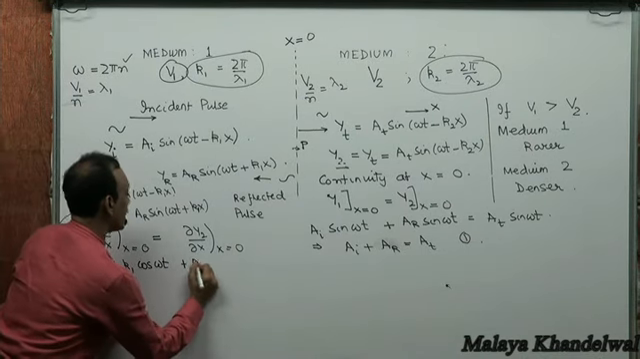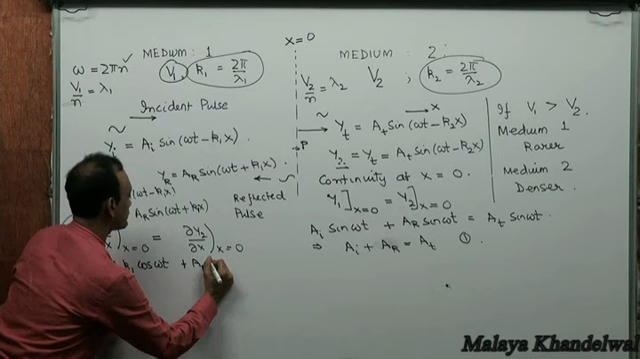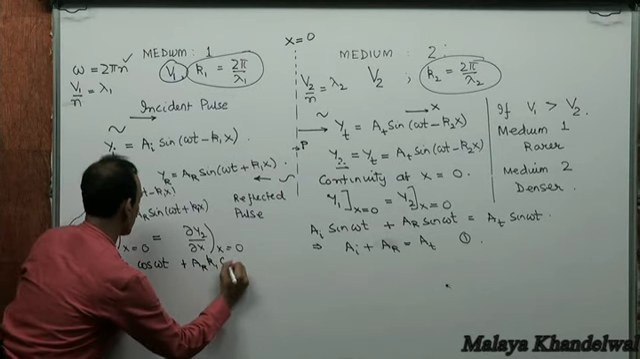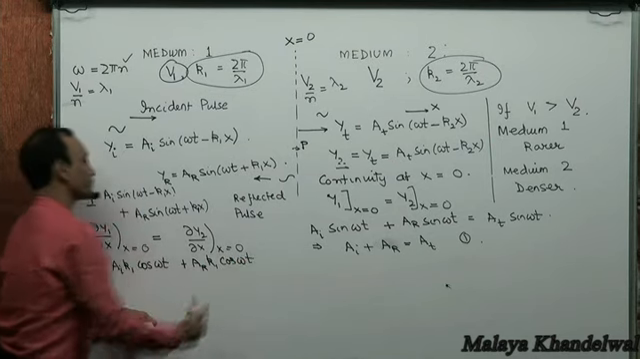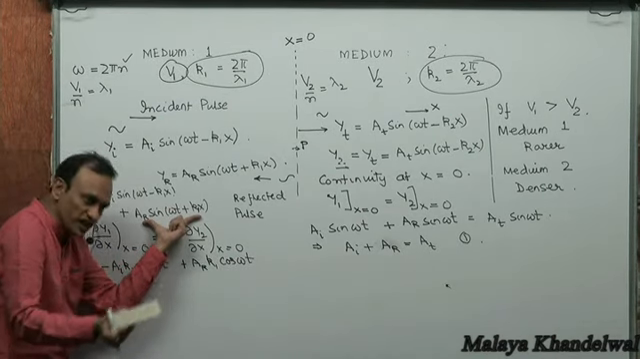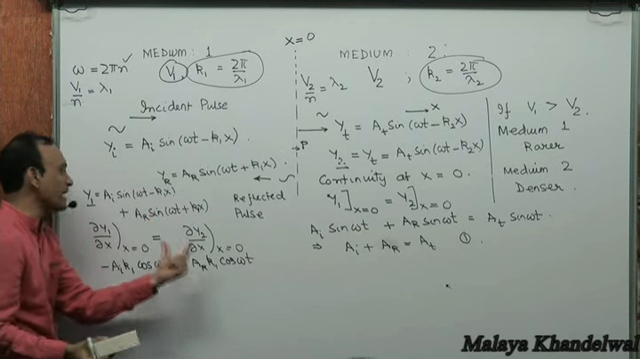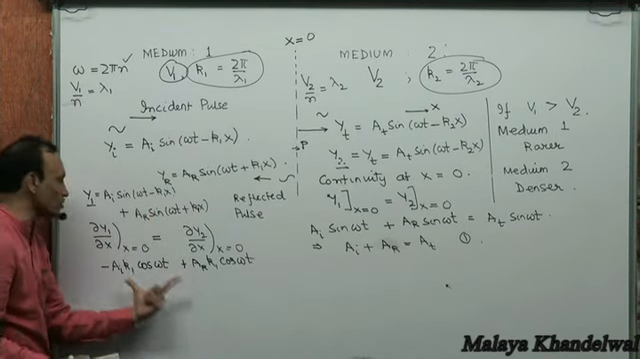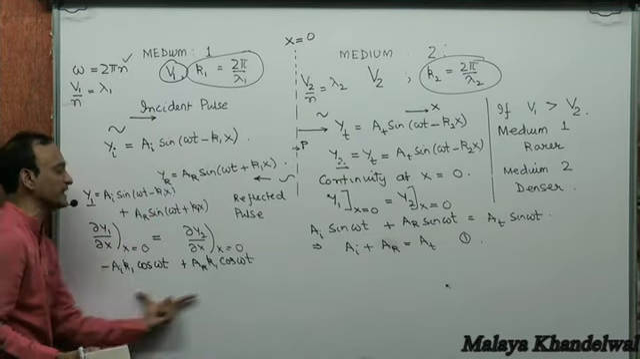Plus Ar k1 cos omega t. Differentiating this with respect to x and then plugging in x equal to 0. That's the left hand side, dou y1 dou x at x equal to 0.